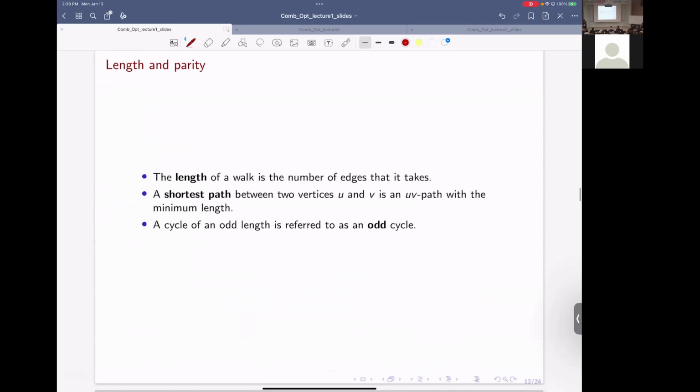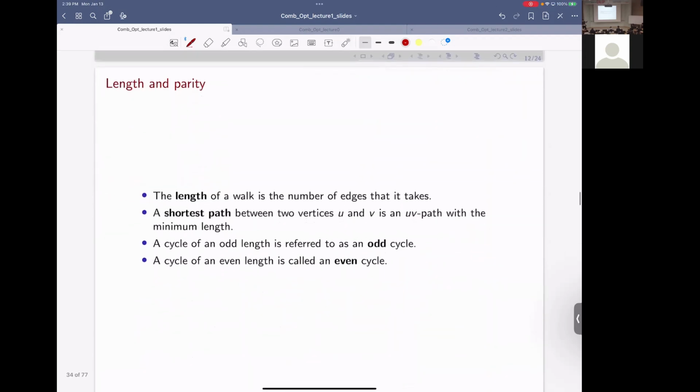Another related concept is the odd cycle. It's just a cycle whose length is odd. If there are an odd number of edges on a cycle, then you call it an odd cycle. An even cycle has an even number of edges. For example, a triangle is an odd cycle. But this rectangle is an even cycle.